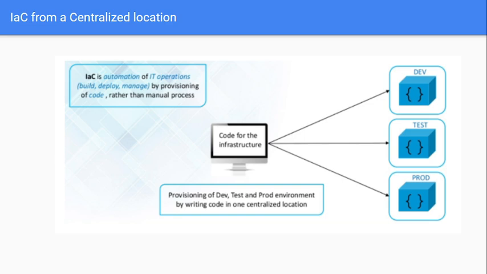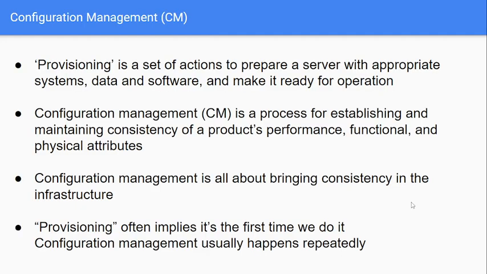So what happens in infrastructure as a code? There will be a centralized server, or any single server, which will interact with the other servers. Suppose I have a central server, the one which is showing on the screen, with the code for the infrastructure, and using this server I can deploy other development, test or production environments. That we can do using infrastructure as a code.